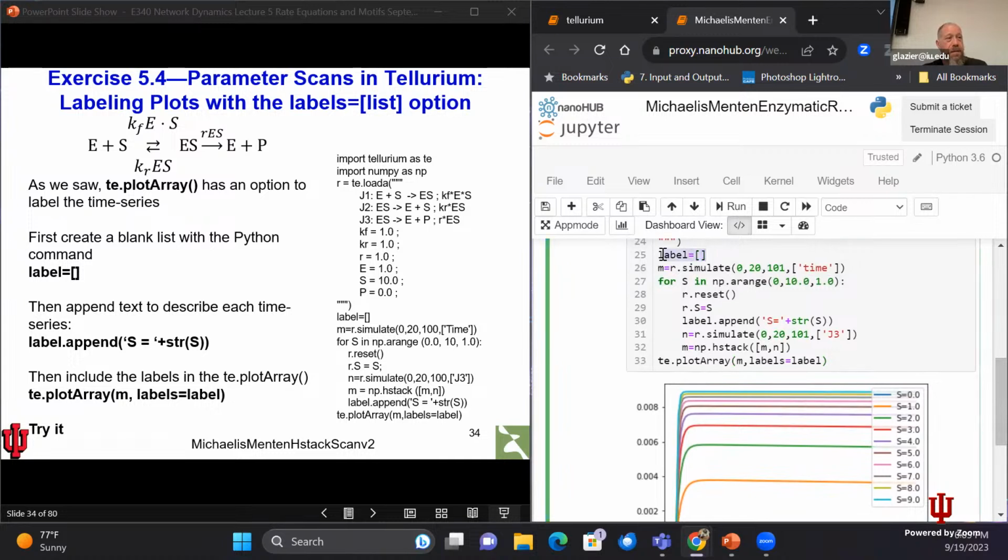You create a blank, an empty list where you're going to have the labels to put on your plot. Each time you run through your loop, you append to your label list a string which consists of S equals, and then the value of S, string of S. And then when you do your plot, you tell it to label it with the list of labels. I wouldn't expect people to remember the syntax of that.